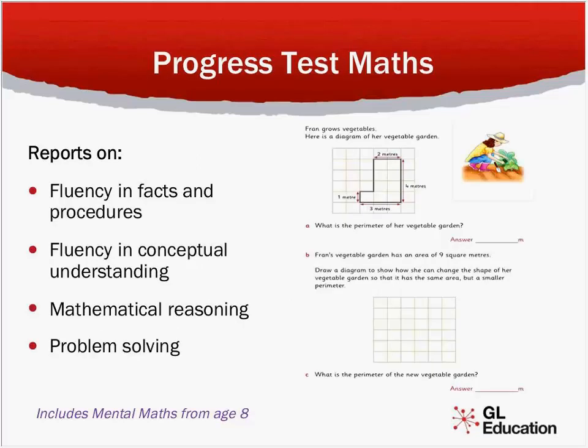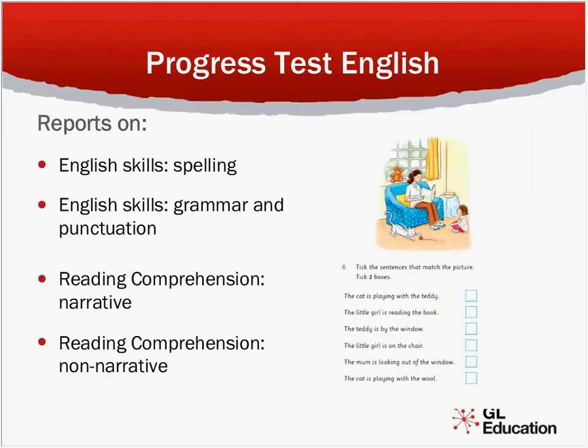So let's have a closer look at the tests now. We'll start with the progress test maths. Content-wise, this test reports on number, measure, geometry and statistics and the following process skills: fluency in facts and procedures, fluency in conceptual understanding, mathematical reasoning, and problem solving, which you all know is very important with the current curriculum. And from age 8, there is a timed mental maths section at the beginning, which is completed before the second section is started.